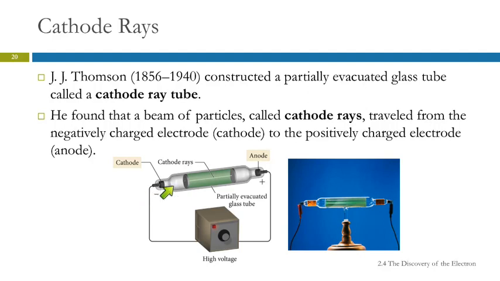So he found that you'd get a beam of light. It looks like light. It's actually a beam of particles. He called those cathode rays because they come from the cathode. And here's an actual photograph of the cathode ray tube in action. So we see this green, looks like a green beam of light. Those are the cathode rays. They go from the negative electrode to the positive electrode.